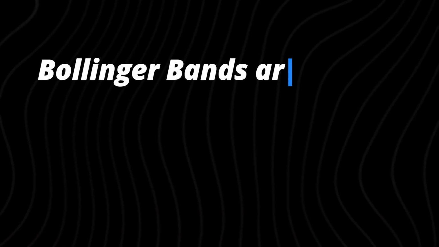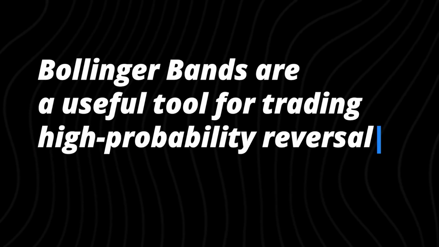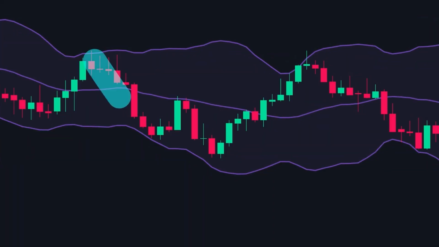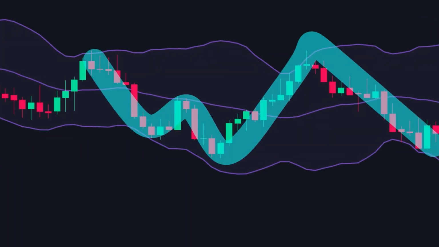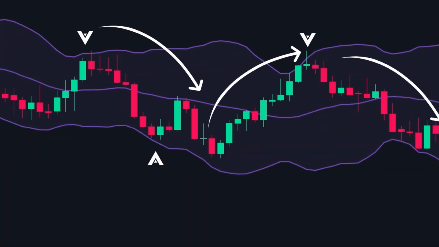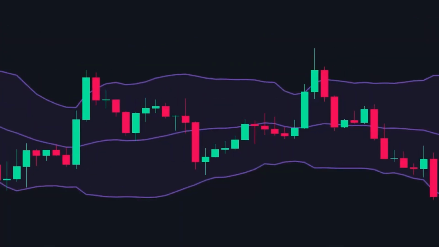Setup 2, Reversal Setup. Bollinger Bands are a useful tool for trading high probability reversals. As previously stated, the price typically remains within the Bollinger Bands. As a result, when the price breaks through or hits the upper or lower bands, a reversal is frequently expected. Let's start with the sales setup.